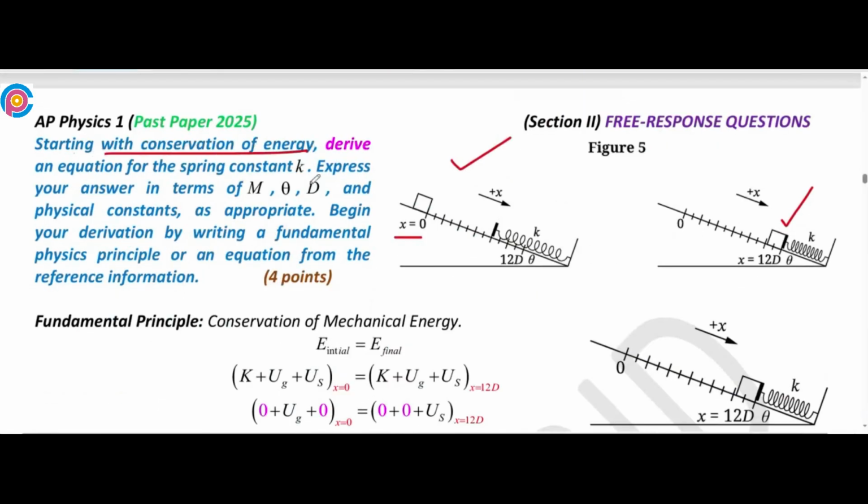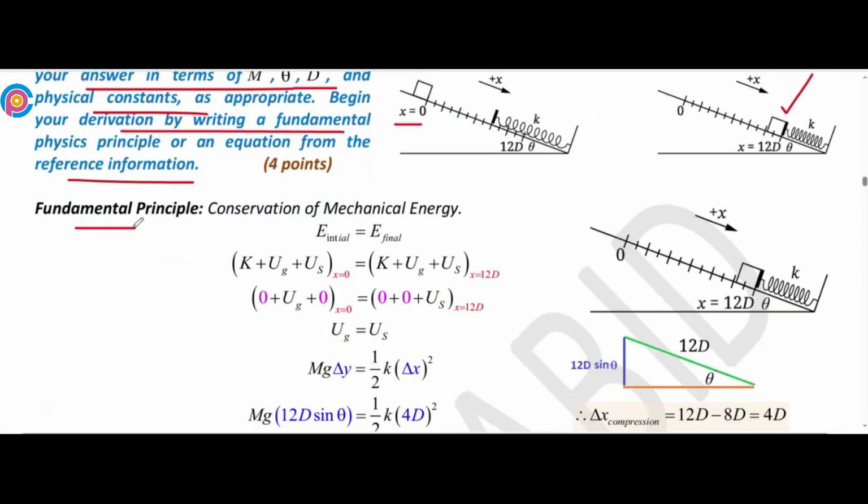Starting with the energy conservation, derive the equation for the spring constant k. Express your answer in terms of m, theta, d, with the physical constants as appropriate. Begin your derivation by writing the fundamental physics principle or an equation from the reference information. So what is the reference? We have the conservation of mechanical energy. Initial energy should be equal to final energy.